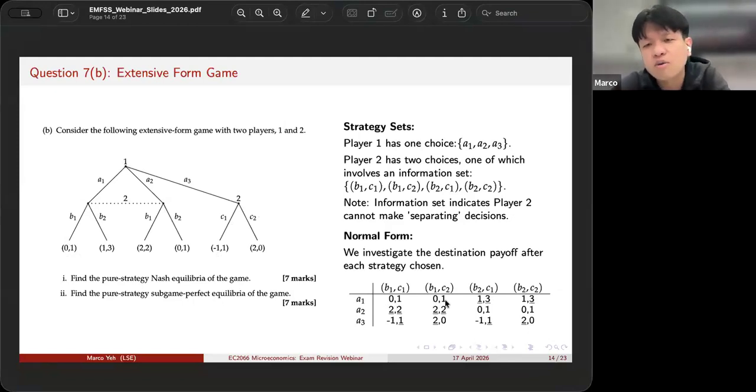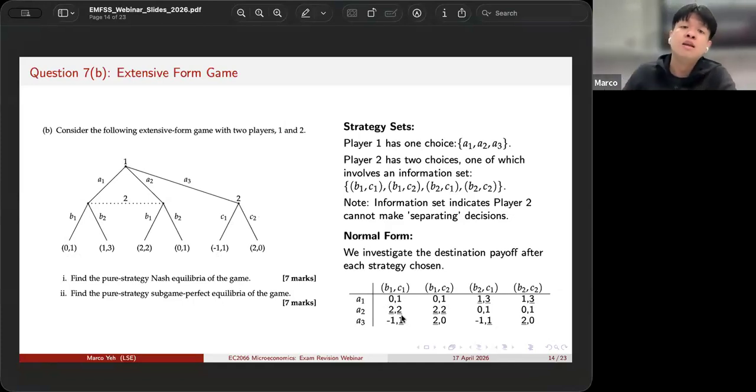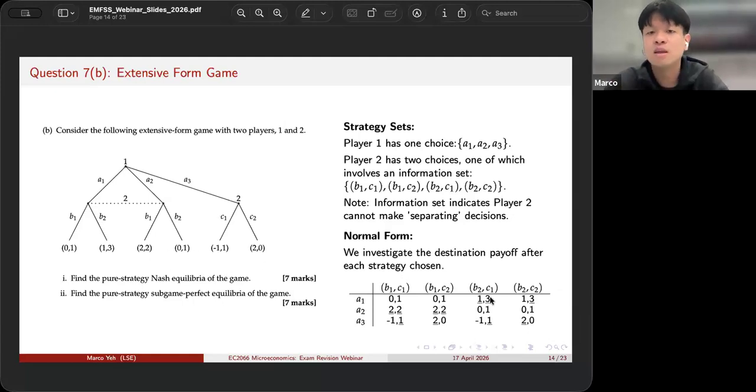You can do the remaining 11 cells by this sort of argument to find a final outcome. It looks a little bit scary because you need to do it 11 times. But once you know how to find it, you simply start the game from the very beginning, and according to their strategy choice, you find a destination, and there is a payoff vector, you just put it in. Now, after you have this 3x4 matrix game, you forget everything about the extensive form. You simply find the pure Nash equilibrium by investigating the best response as before.